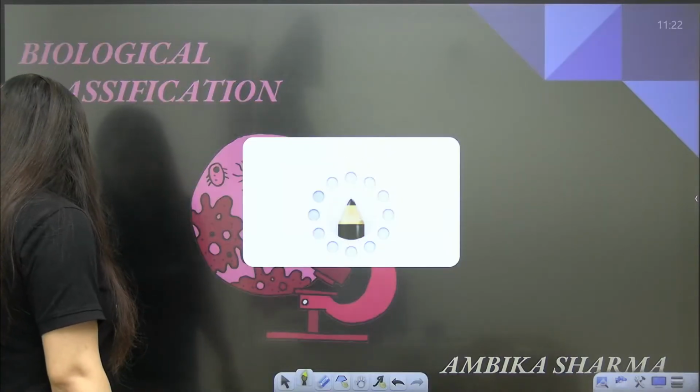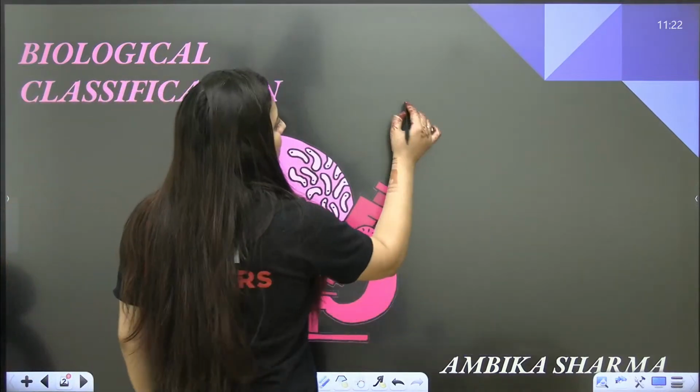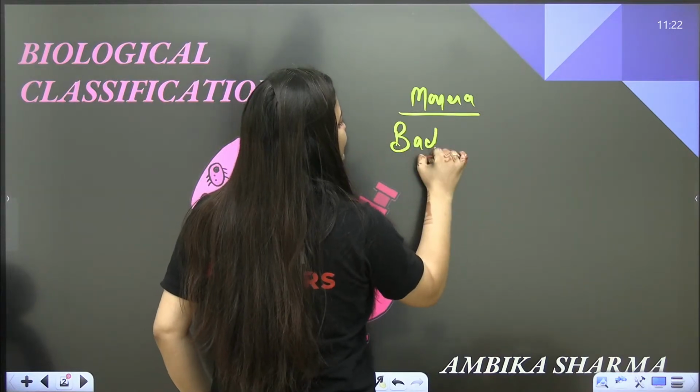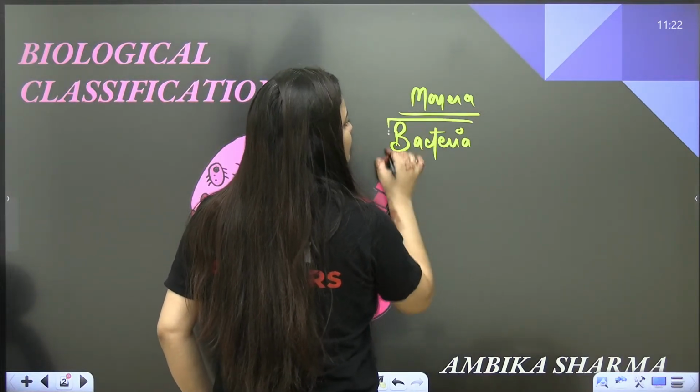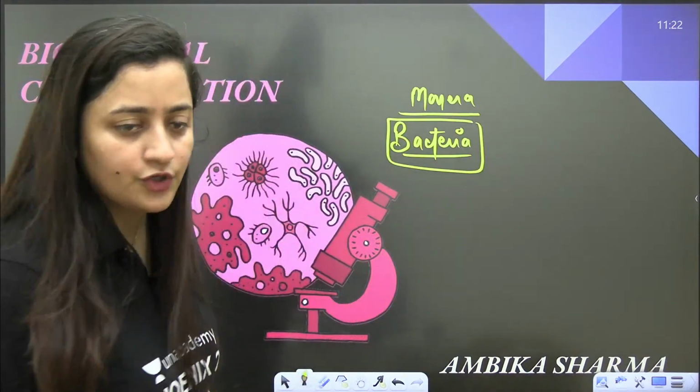Okay, so let's continue. Let's start the kingdom Monera. In the last class, if I have to summarize, we started the Monera and discussed the structure of bacteria, isn't it? I hope the structure of bacteria is clear to you people.